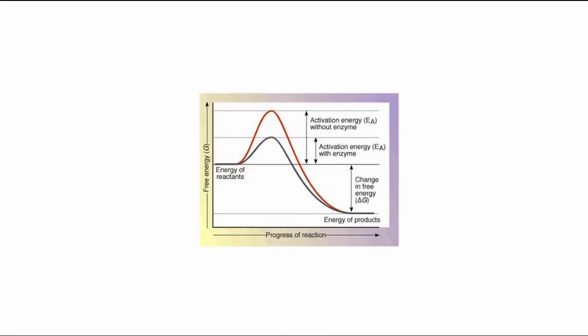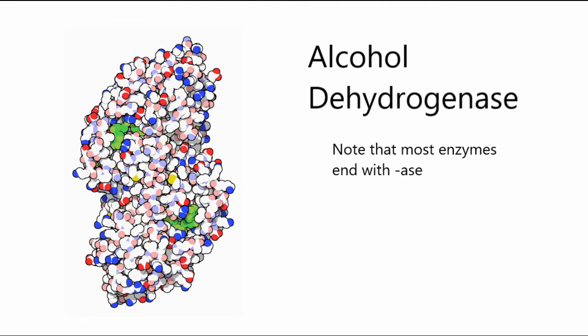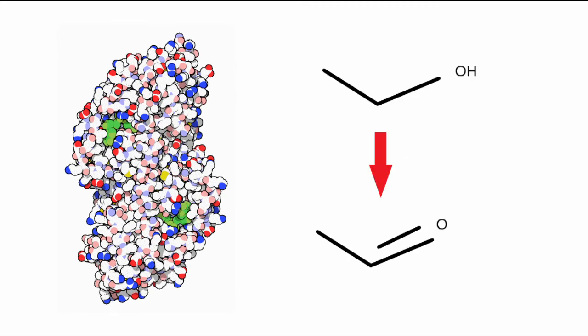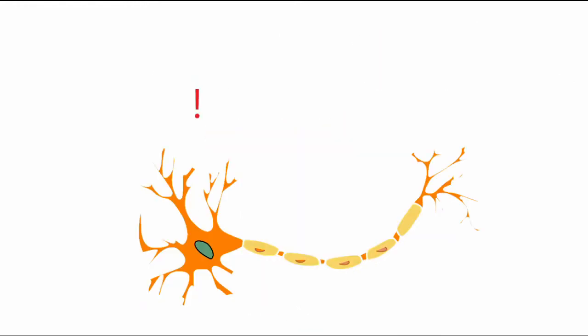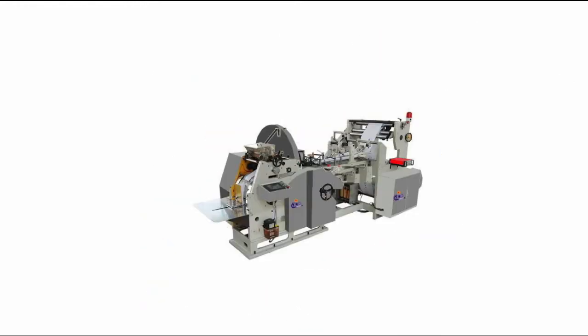Others, like enzymes, catalyze essential reactions in the body. One example is alcohol dehydrogenase, which converts ethanol to acetaldehyde. Others, like GABA receptors, serve as binding sites for hormones and are used to trigger changes within a cell. Proteins are basically microscopic machines that perform all the necessary duties within an organism.